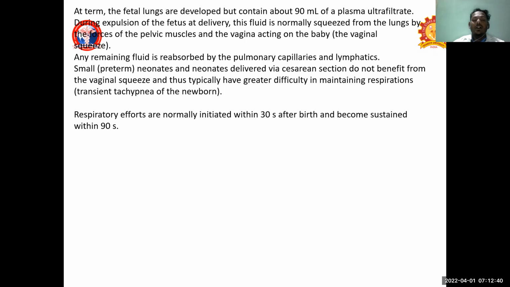Small neonates and neonates delivered via cesarean section do not benefit from vaginal squeeze, thus typically have great difficulty in maintaining respiration. They can have a transient tachypnoea of the newborn. Respiratory efforts are normally initiated within 30 seconds after birth and become sustained within 90 seconds.